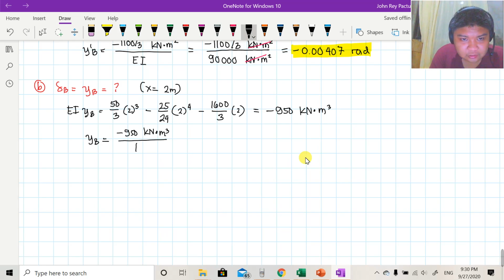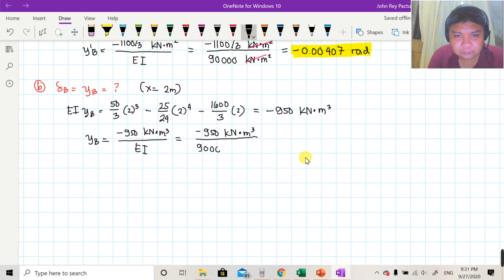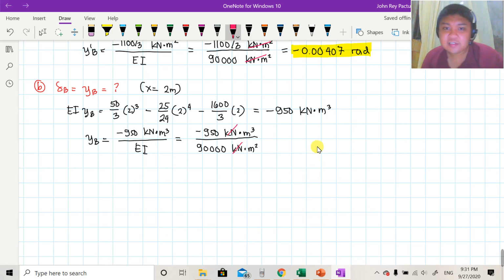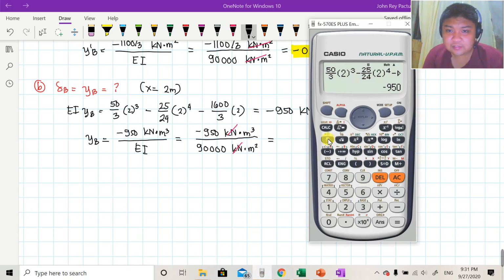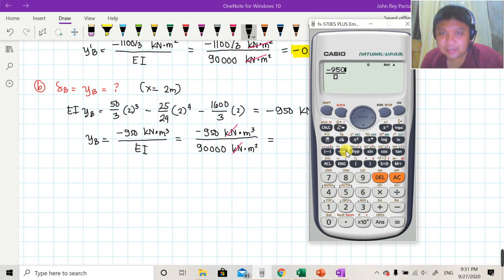I-divide mo lang to ng EI, di ba? So that will be equal to, nilalagay ko pa sa ngayon class yung mga units kasi nga importante yon, divided by 90,000, di ba? Kilonewton meter squared. So, kung mapapansin nyo, makakancel si kilonewton. May meter cube tayo sa taas, may meter squared tayo sa baba. So, anong ine-expect nyong sagot? Diba meter? And of course, dapat ganyan talaga ang maging unit class ng deflection nyo. Diba? And negative siya, it means kasi bumaba siya.